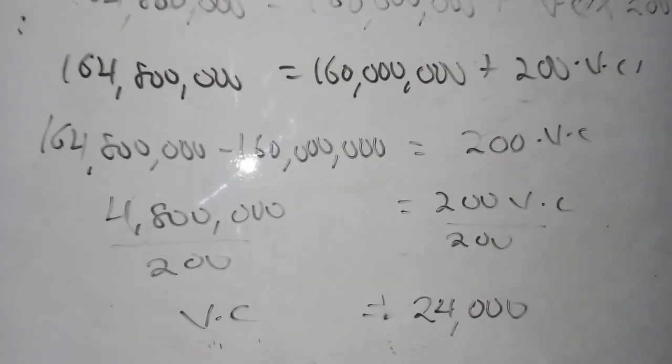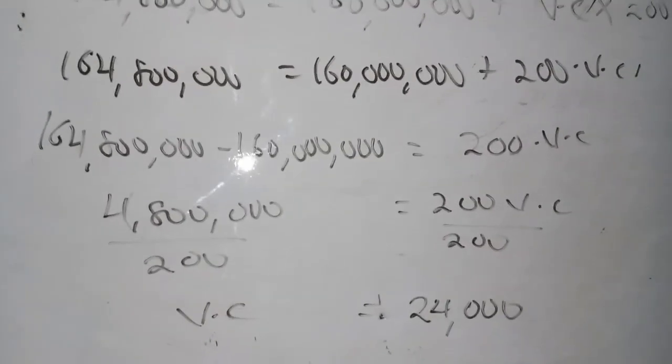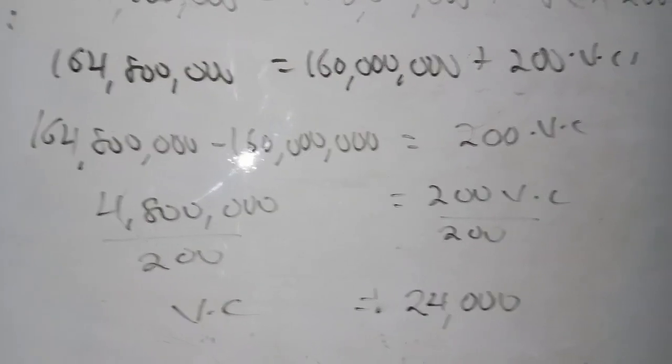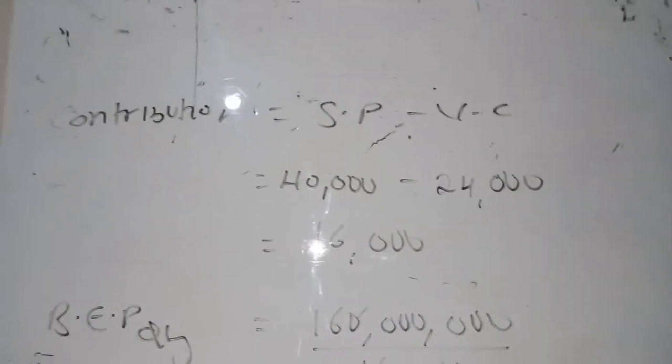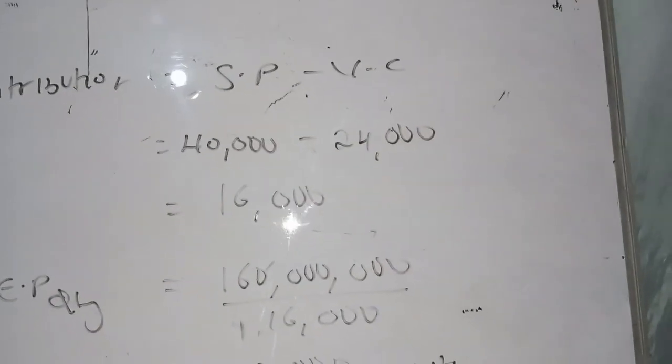So now let's look at how we are going to get the contribution. I've already got my variable cost. So from contribution equals selling price minus variable cost, and I know the selling price is 40,000 and I've found the variable cost of 24,000, when I substitute in, I'll be able to get the contribution of 16,000.